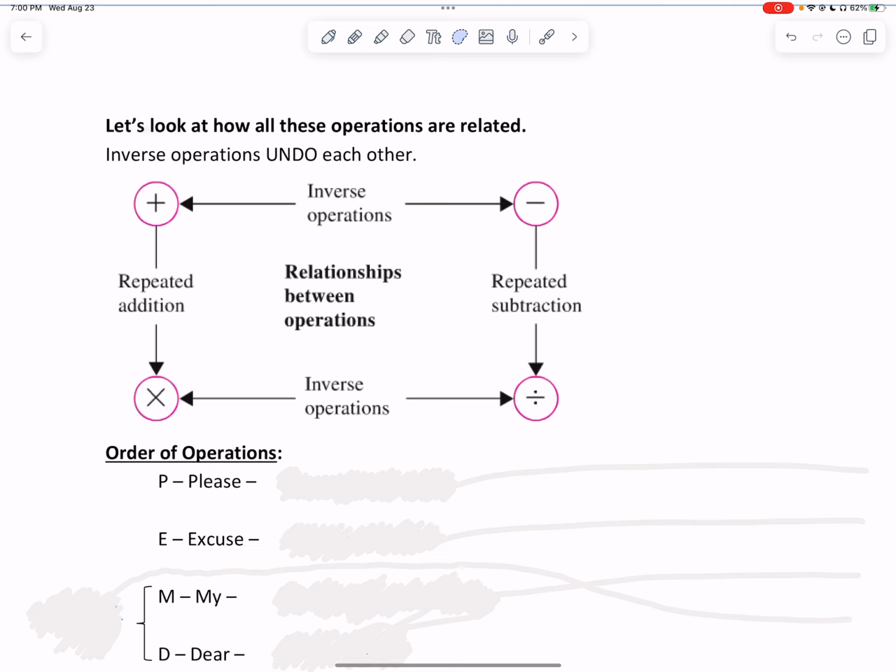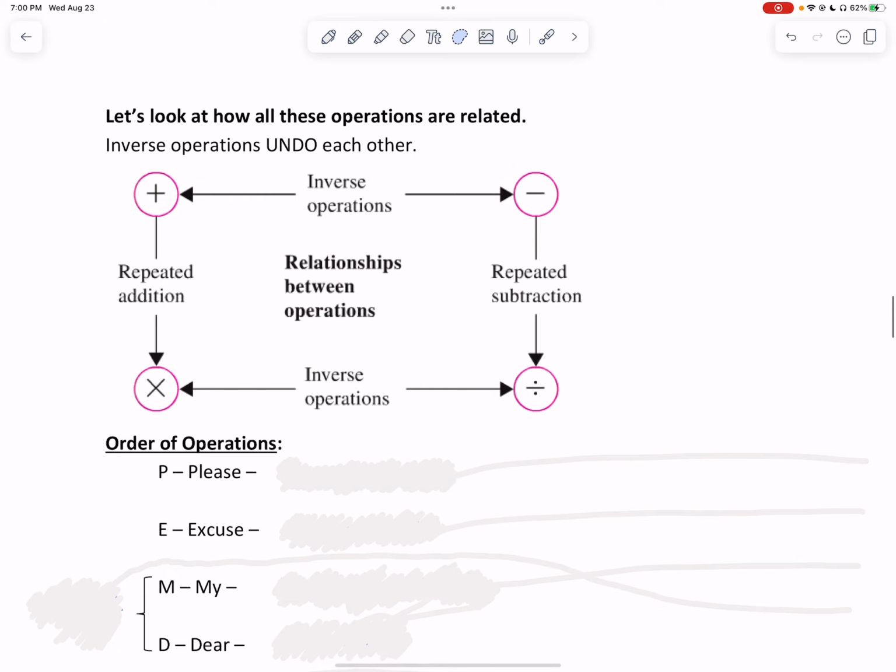Also, repeated subtraction is related to division, just like repeated addition is related to multiplication. I just thought that's a really great concept to understand: the relationships between adding and subtracting, multiplying and dividing, and also the relationship between adding and multiplying, subtraction and division.